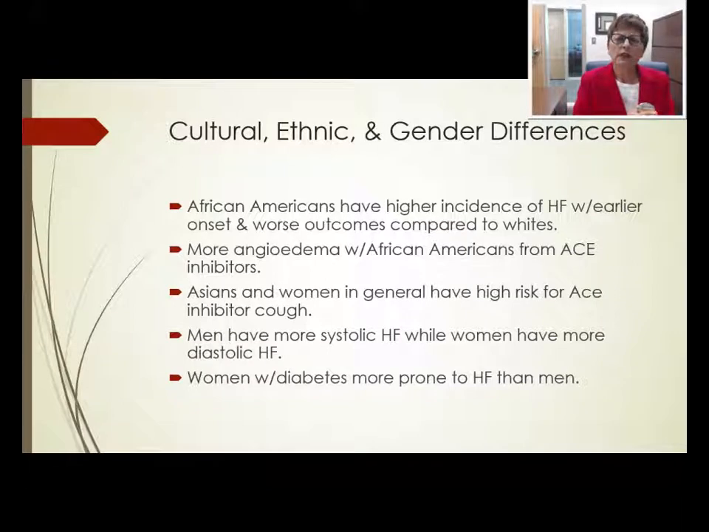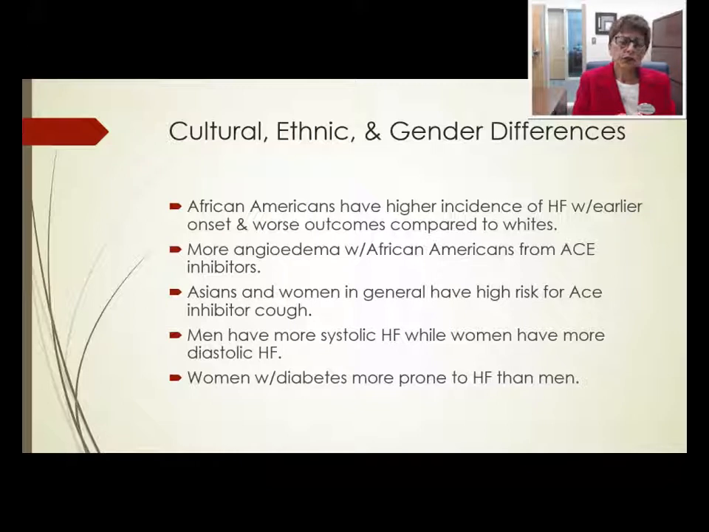There's another significant side effect from ACE inhibitors, and that's a cough. And that's because ACE inhibitors prevent angiotensin 1 from getting converted to angiotensin 2, but that occurs in the lungs. So Asians and women in general have a higher risk for that ACE inhibitor cough. If a patient is placed on an ACE inhibitor and they develop a cough usually within a month, that is a significant side effect, and they need to be taken off ACE inhibitors, and it's a definite allergy.